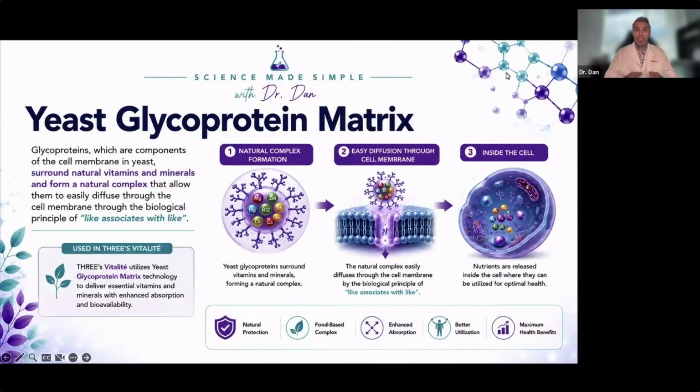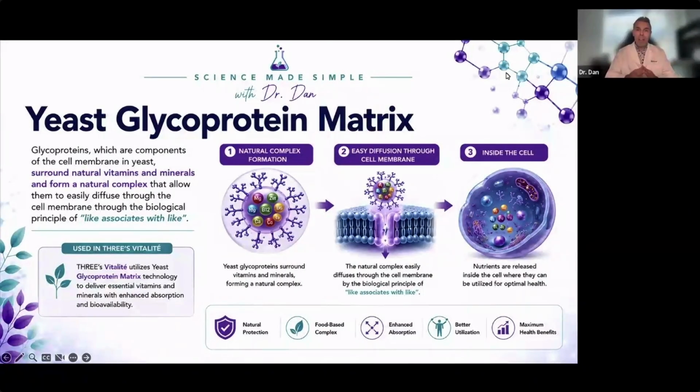And what we found is that when yeast make vitamins and minerals in its natural native state, what happens is these vitamins and minerals are surrounded by glycoproteins. And we saw that this was happening to a degree. There was a tendency for this to happen. And then what we found is that we can actually optimize that technology to make sure that these vitamins and minerals are surrounded by glycoproteins from yeast. And when you do this, you create a nice little bubble where now this glycoprotein matrix with vitamins and minerals on the inside can actually easily diffuse through the cell membrane.